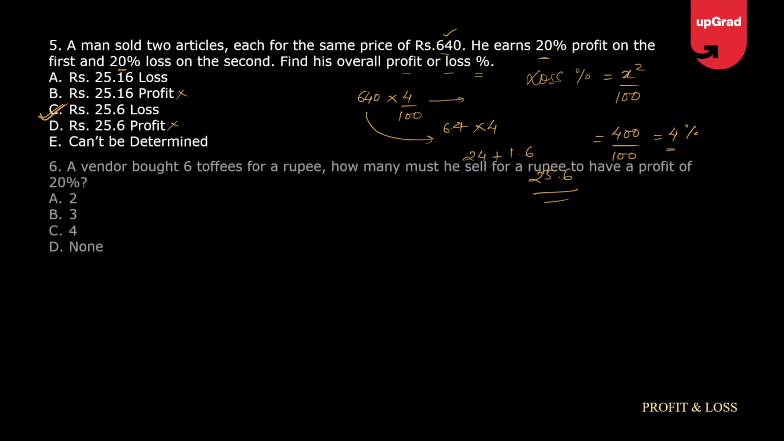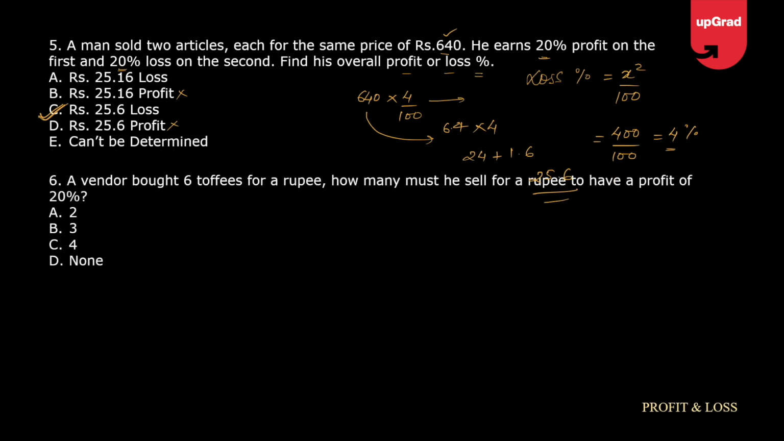Let's take another one. Anyways, a vendor bought 6 toffees for a rupee. How many must he sell for a rupee to have a profit of 20%? I told you whenever we are talking in terms of quantity, there is a formula that I have which says profit or loss percentage is equal to m minus n divided by n multiplied by 100. So over here, I know certain values such as profit percentage is 20. Let me put that value.